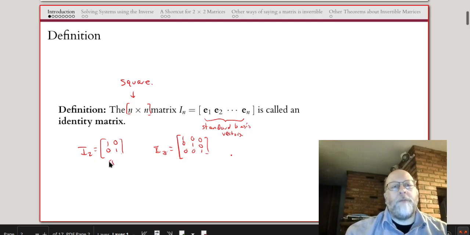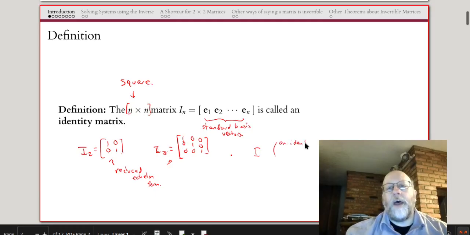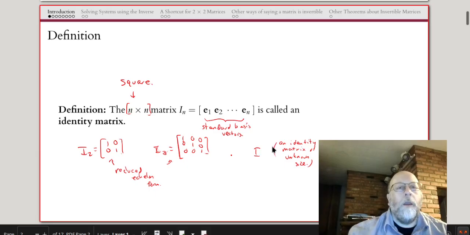In other words, these matrices are already in reduced echelon form, making them really easy to work with. Sometimes we'll see an I without a letter, without a number, and this is just an identity matrix of unknown size. We're going to use this definition in the next definition.